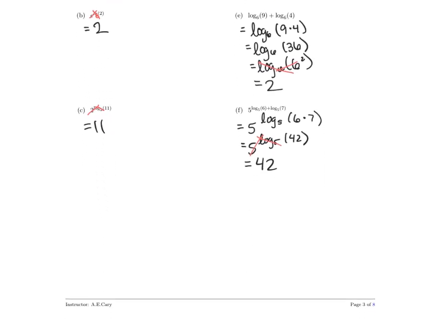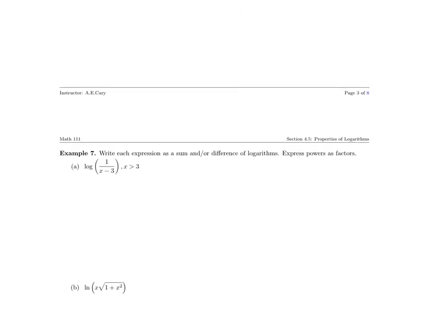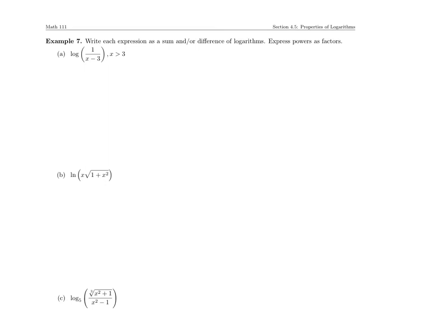For the next few problems, we're going to expand our answers as much as possible. So we're not going to try to get an x is equal to or anything. We're going to just expand as much as possible. The directions say write each expression as a sum and or difference of logarithms, so include that plus or minus, and then express powers as factors. So if there's something with a square root or a cube root, make that an exponent, so don't leave it that way. So let's take a look at problem A.